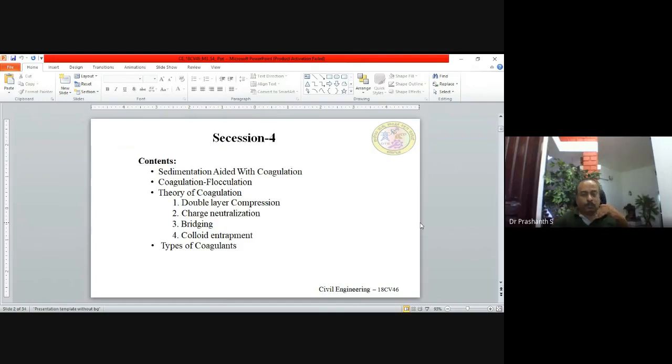In this session 4, the contents we are going to discuss are sedimentation aided with coagulation, coagulation flocculation, and what exactly happens in the coagulation process, which is called the theory of coagulation. Then what are the different types of coagulants which are generally used in the treatment of water?